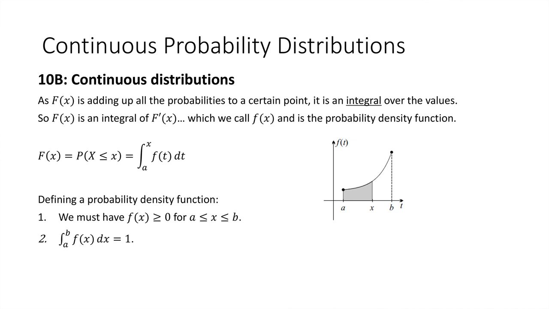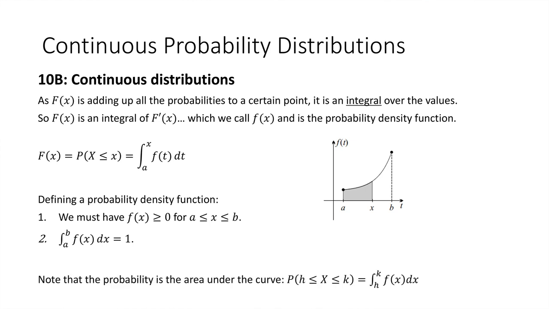We have two things that must be true for a probability density function. We must have it being positive, so we're not going to get confused with negative areas and so on. And we must also have that the total is one, the total area in the interval I'm talking about, because probabilities have to add to one.